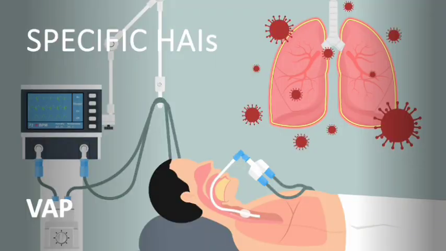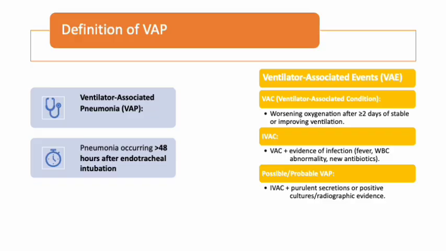So friends, now let's discuss specific healthcare associated infections, starting with VAP, that is ventilator-associated pneumonia. VAP is defined as a pneumonia occurring more than 48 hours after endotracheal intubation. Mind you, there are different surveillance definitions of VAP which are used by infection control teams and hospitals. These include ventilator-associated events, ventilator-associated conditions, infection-associated ventilator-associated conditions, and possible or probable VAP.